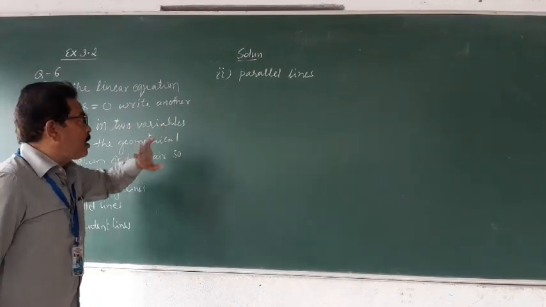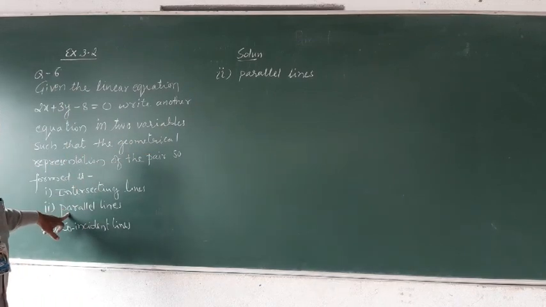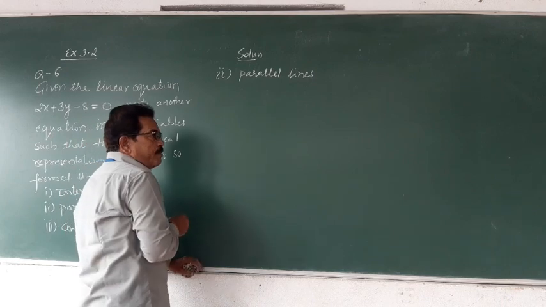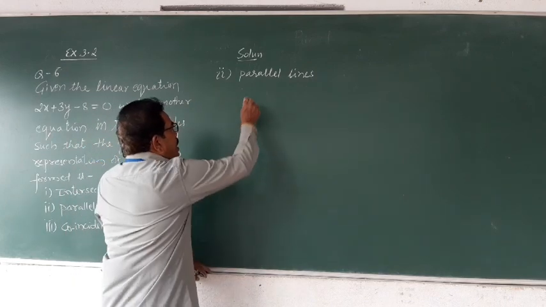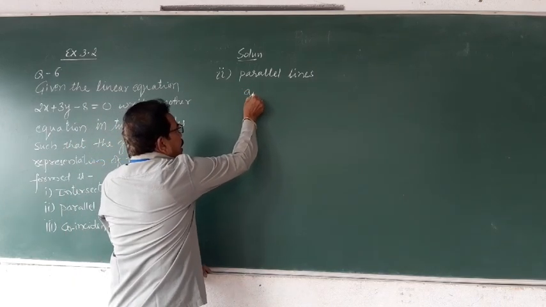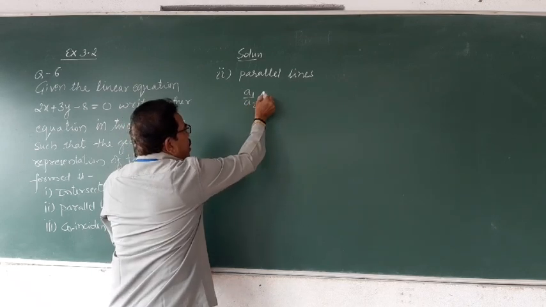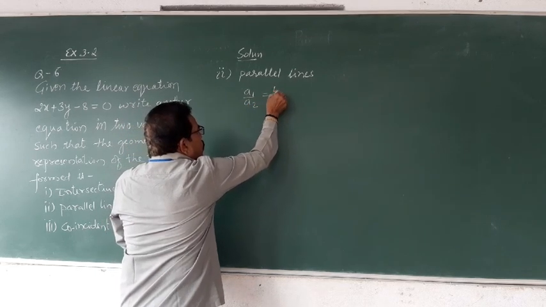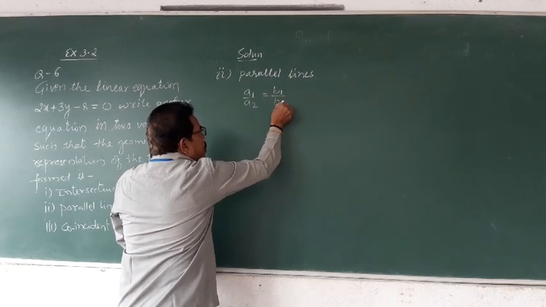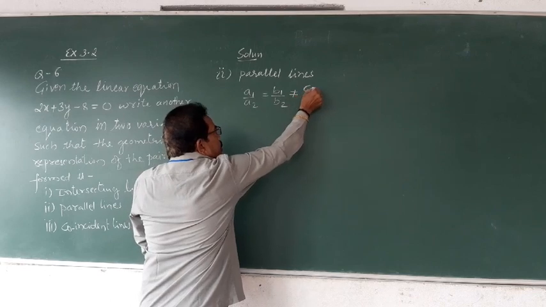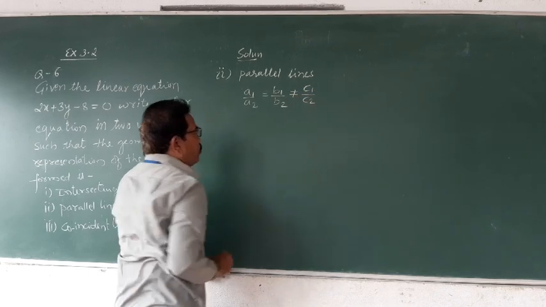Say the second question, parallel lines. What is the condition for parallel lines with respect to the coefficients of those pair of linear equations? That is a1 by a2 is equal to b1 by b2, then is not equal to c1 by c2.